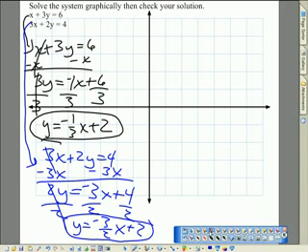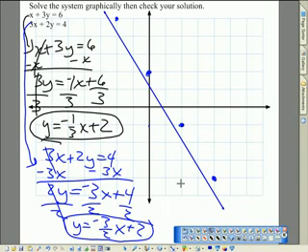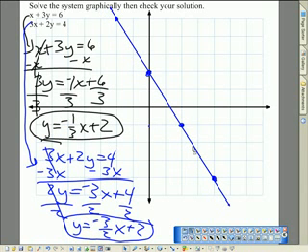Negative 3/2 x plus 2. Plus 2 tells me to go up 2 on the y-axis. A slope of negative 3/2 tells me to go where from that point? Well, negative 3 on top tells me to go down 3, and then the 2 means to go 2 to the right. 1, 2, 3, down, 1, 2 to the right. I could go up 1, 2, 3 and make the 2 negative by going the opposite direction. That's up to you. Graph my line. Okay, that is that line.